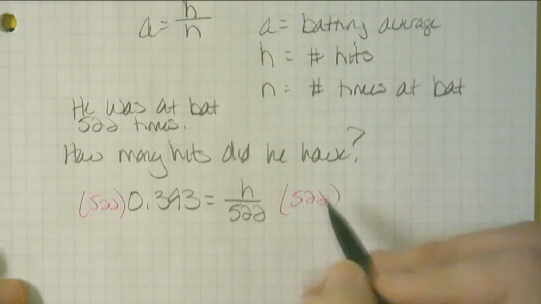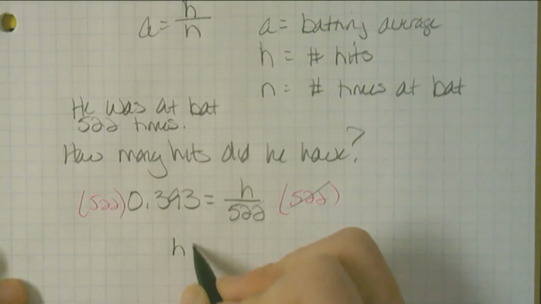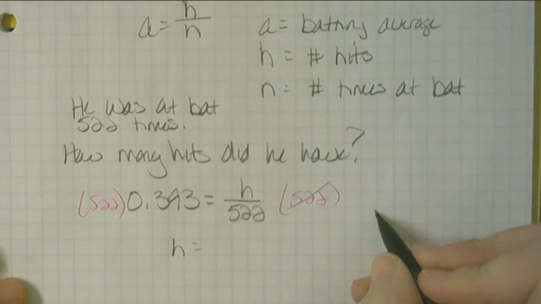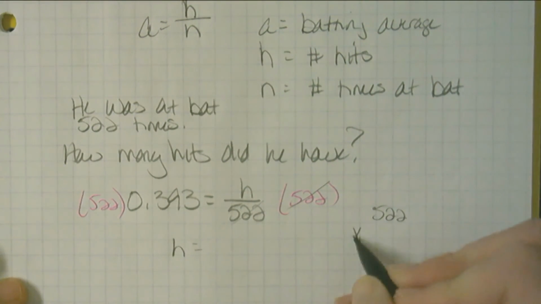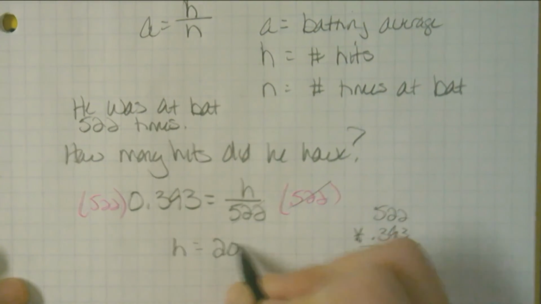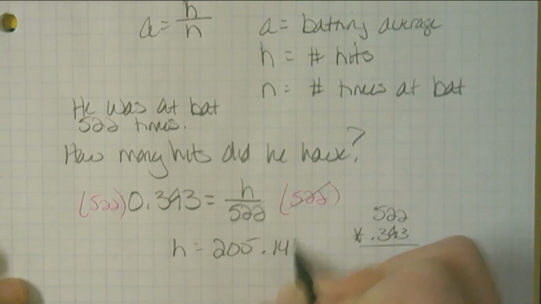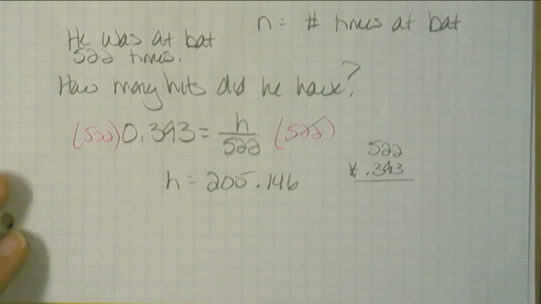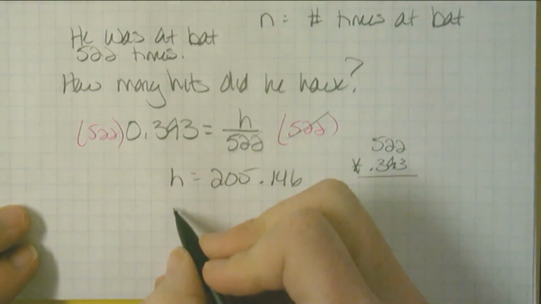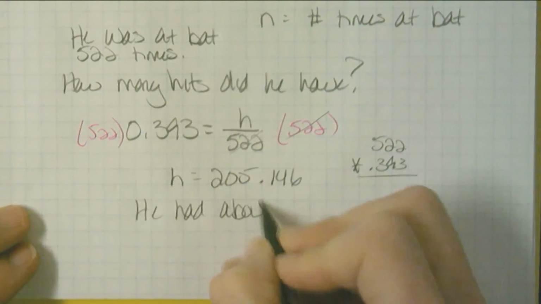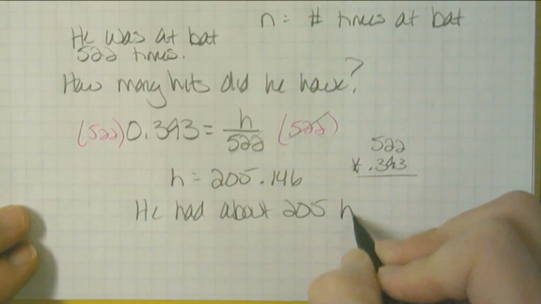Excellent. So when I do that, you obviously have to do this long multiplication. When we get done, we end up with 205.146. We can't have a part of a hit. All right, so we would say he had about 205 hits.